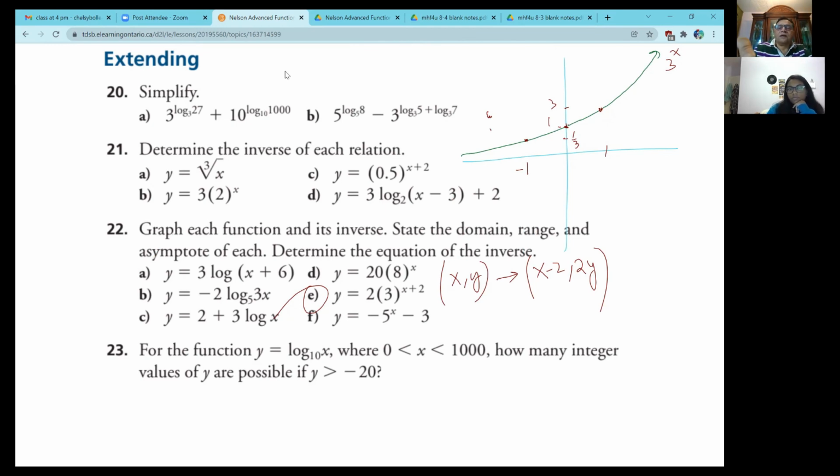Let's write down the points. So we have these points as -1, 1 over 3. And then the next point is at 0, we have 1. And then at 1 we have 3, correct? Oh, sorry, at 1 we have 3. Wait.